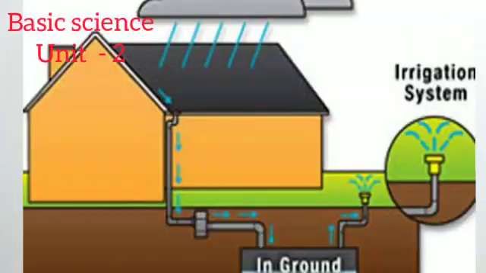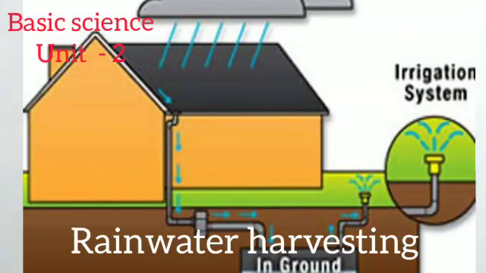Then the next one is rainwater harvesting. This is a low cost method. The rain which falls on the roof of our houses is collected, and it flows through tubes and is stored in the water tank.